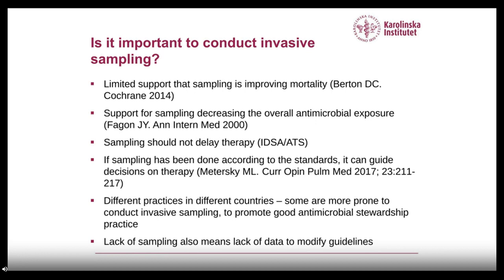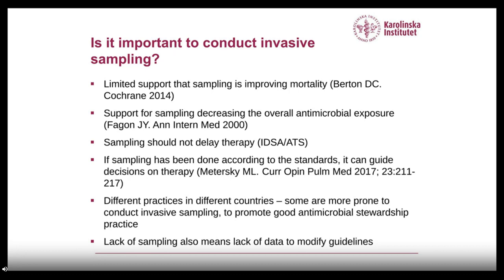I would also say that many of the old studies showing that sampling is not improving mortality are also done in times with lower frequency of AMR and might want to be repeated. So when you do Cochrane analysis with old studies, that can sometimes be a caveat. Obviously, sampling should not delay therapy, but if it has been done according to standards, it can definitely guide decisions on therapy. And there are different practices in different countries, with some that are more positive to conduct invasive sampling to promote good antimicrobial stewardship.